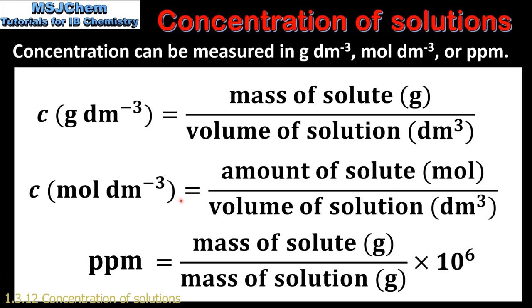To calculate the concentration of a solution in moles per cubic decimeter, divide the amount of solute in moles by the volume of the solution in cubic decimeters. And to calculate the concentration of a solution in ppm, which is parts per million, divide the mass of solute in grams by the mass of solution in grams and multiply by 10 to the power of 6. So next we look at some examples.